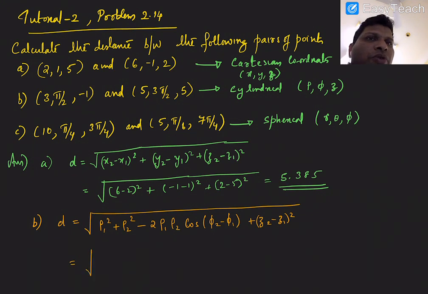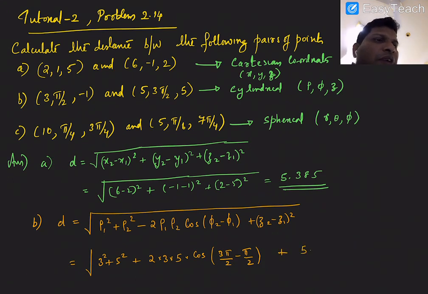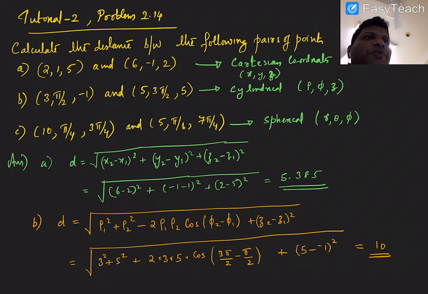So this is equal to the square root of 3 square plus 5 square minus 2 into 3 into 5 into cosine of (phi 2 minus phi 1), that means 3 pi by 2 minus pi by 2, then plus (z2 minus z1), that means 5 minus minus 1, the whole square, and you have to take the whole square root. So you will get this answer as 10. This is the distance between the points.